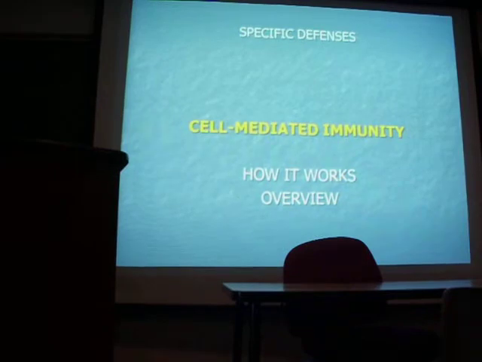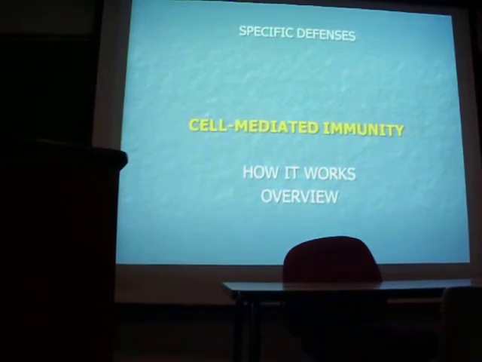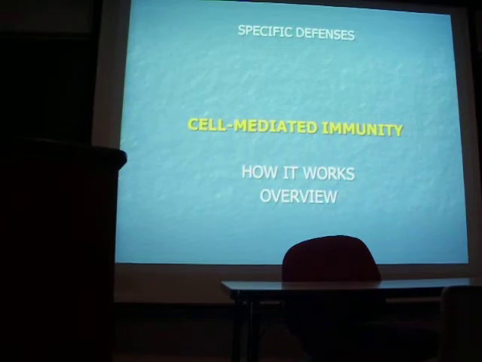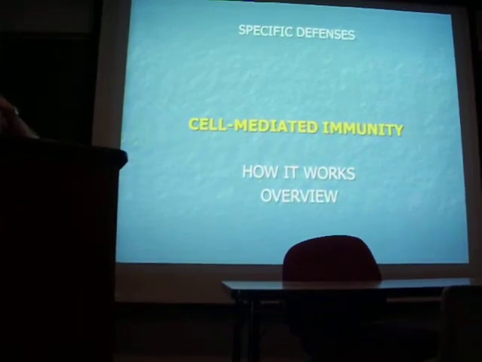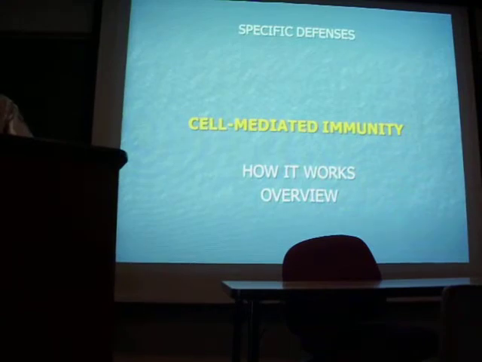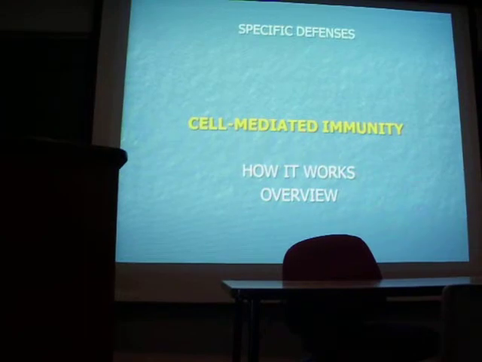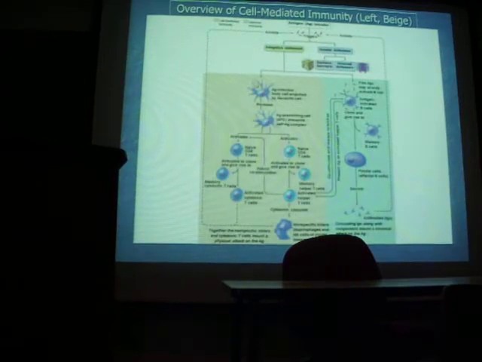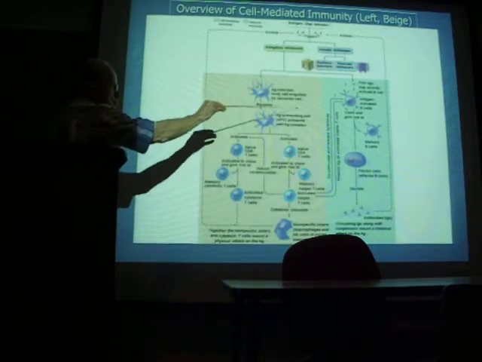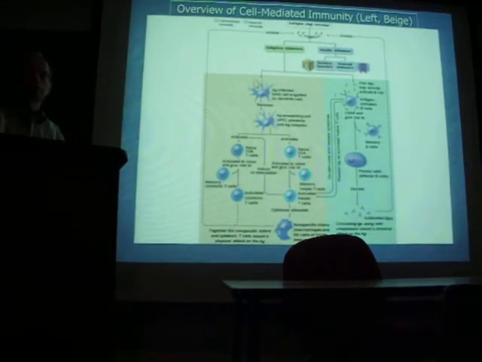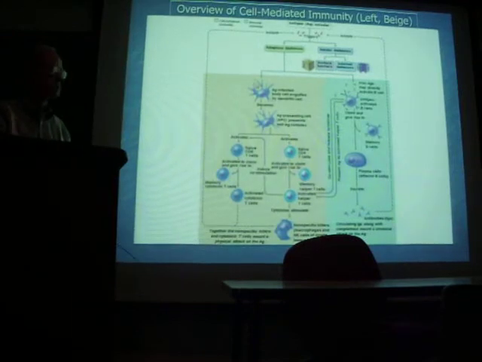Okay, this is where we got to last time. So we're going to talk about the two types of immunity, cell-mediated and antibody-mediated. The first type is cell-mediated, and we're now talking primarily about the T cells, cytotoxic T cells. All right, and I showed you this right here. What you see in beige right here is the way T cells respond. We're going to go through this.